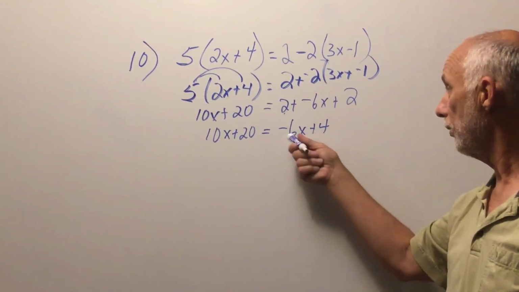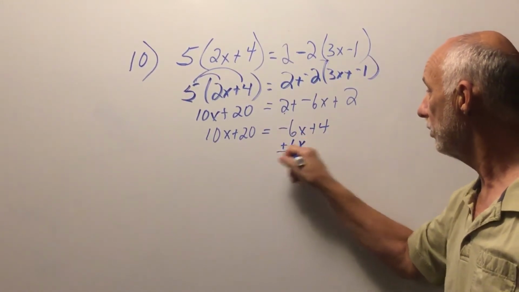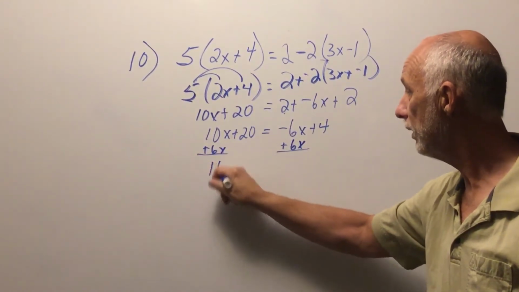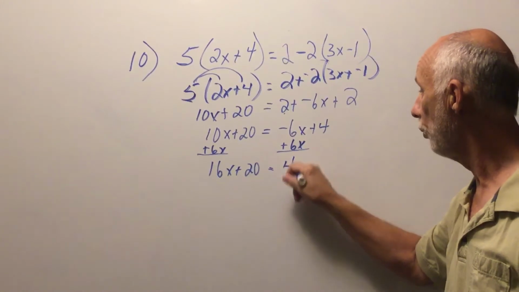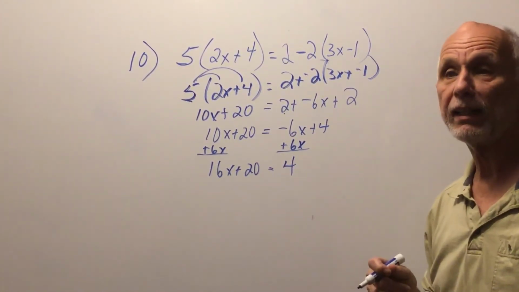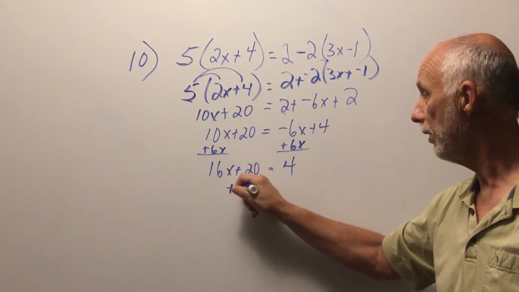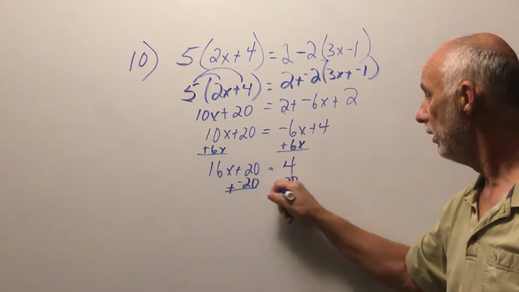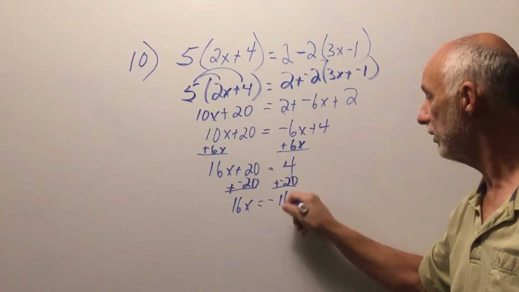The smaller variable here is a negative 6x. Add a positive 6x to both sides. That will leave you with 16 times x plus 20 on this side. That will leave you with 4 on this side. Step 5, get rid of addition by adding the opposite to both sides. I'm adding a positive 20, so to get rid of it, I add a negative 20 on both sides. That leaves me with 16x equals a negative 16.